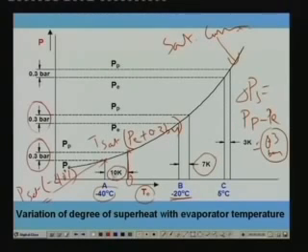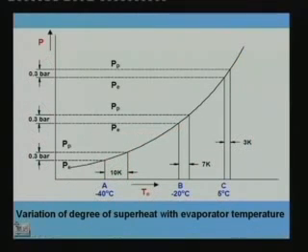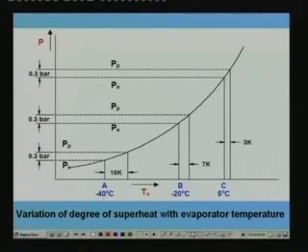Okay, that means from 10 Kelvin it reduces to 7 Kelvin. Now if the same system is operated at 5 degrees centigrade, and again the same spring force and the same pressure difference are maintained, you find that the degree of superheat has reduced to 3 Kelvin. That means as the system operates from minus 40 degrees centigrade to 5 degrees centigrade, the degree of superheat has reduced from 10 Kelvin to 3 Kelvin.